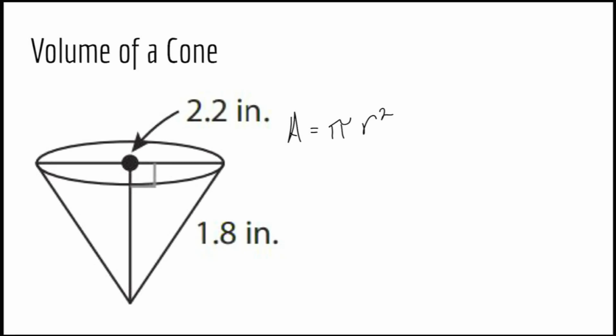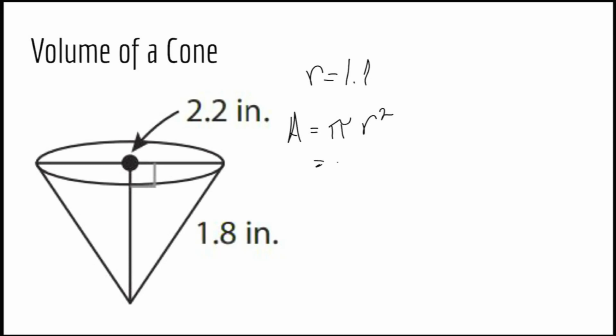My radius is half of my diameter. The number that they're giving us right here is the diameter of 2.2. So in order to turn this diameter into a radius, we're going to divide it by 2. So my radius is going to be 1.1, because 2.2 divided by 2 is 1.1.